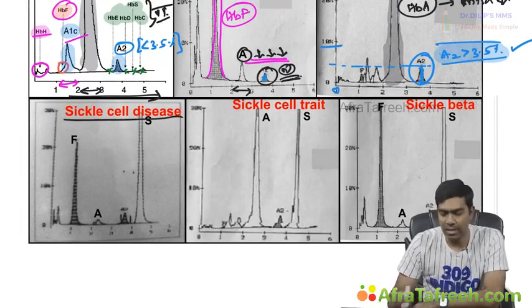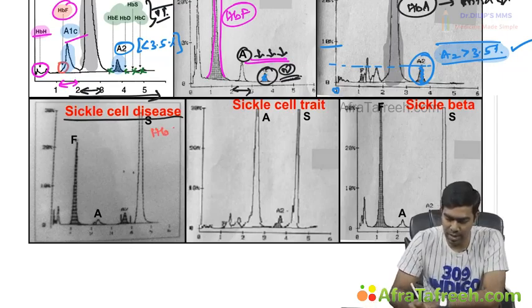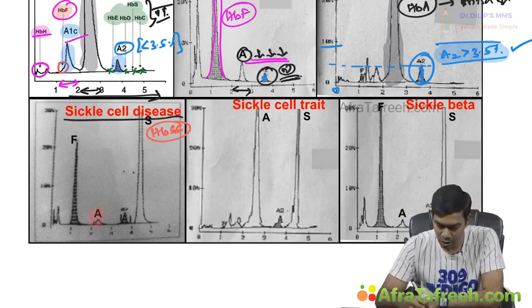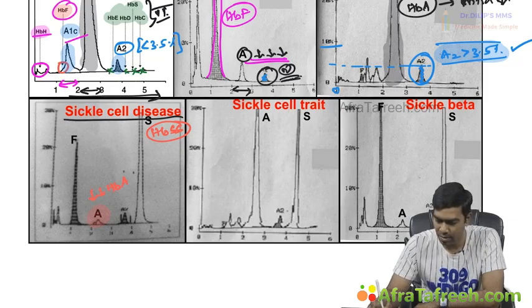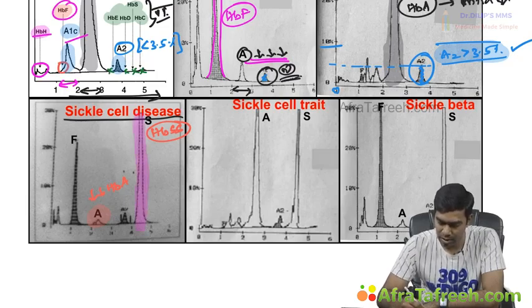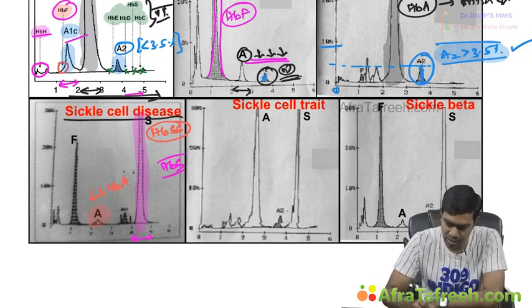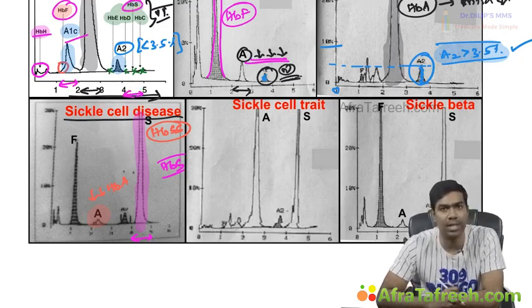So now you can see sickle cell disease. In sickle cell disease, what you are seeing is homozygous, that is HbSS. You do not have HbA at all, which means HbA is almost 0%, very much reduced. But what you are seeing here is sickle hemoglobin, that is hemoglobin S. Typically it appears within the 4 to 5 minute mark. You can see here in the 4 to 5 minute mark you get the HbS.